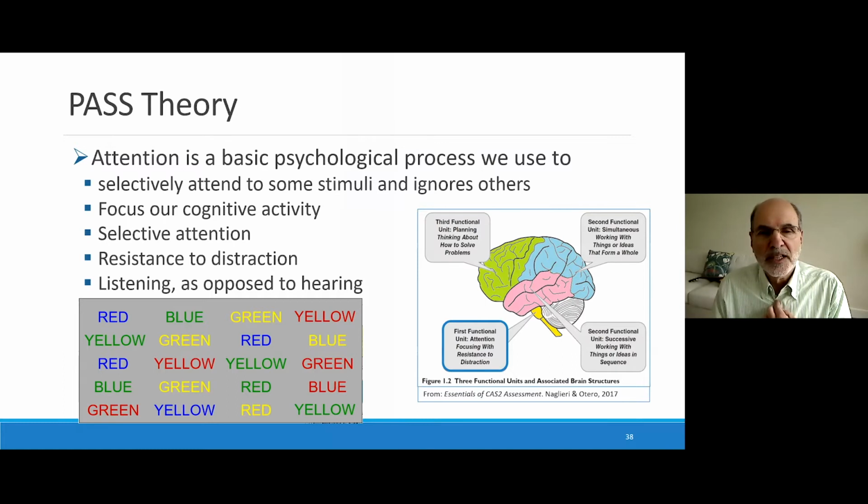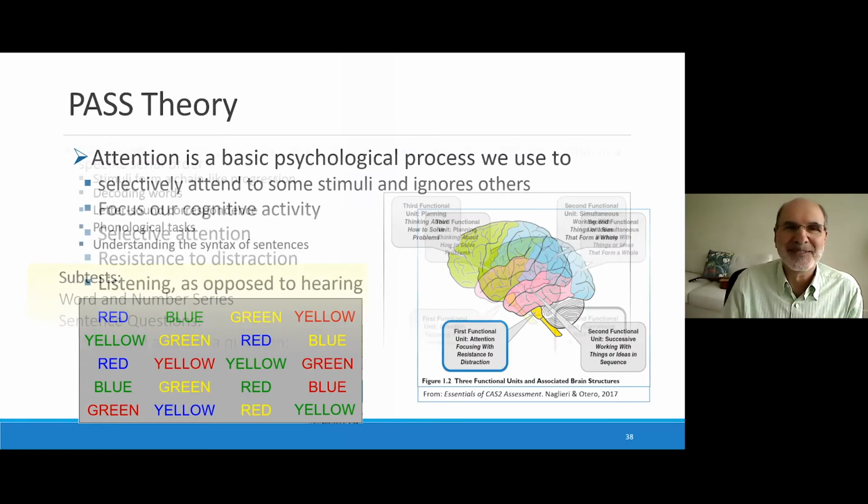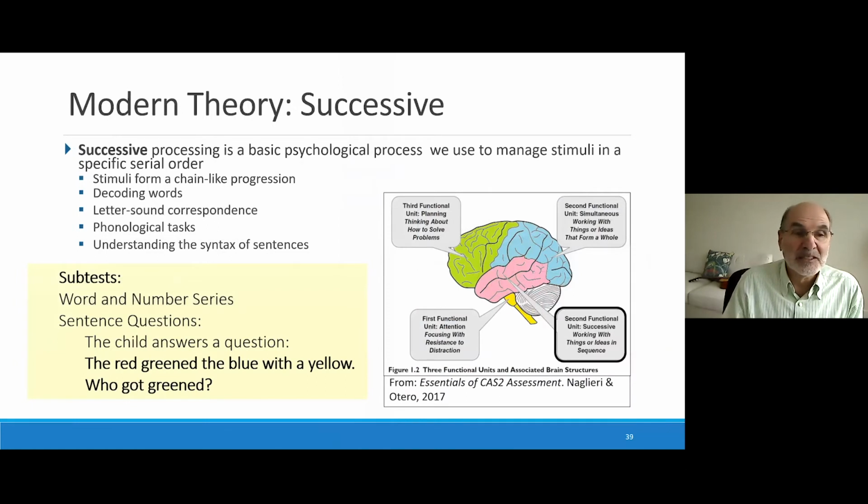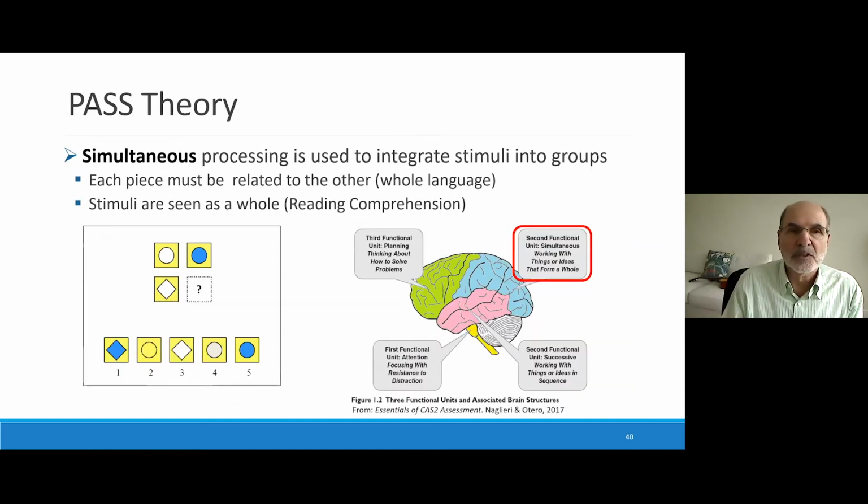You know, the listening as opposed to hearing. I like that description, it really works. Successive processing, all about sequences, whether you hear it, whether you see it, whether you do it, whether you're speaking it, it's all about sequencing. And then, of course, simultaneous, getting the whole, whether it's reading comprehension or whether it's a so-called nonverbal test like this.